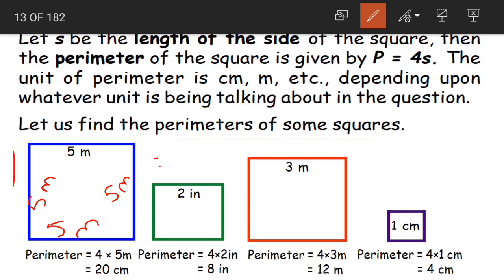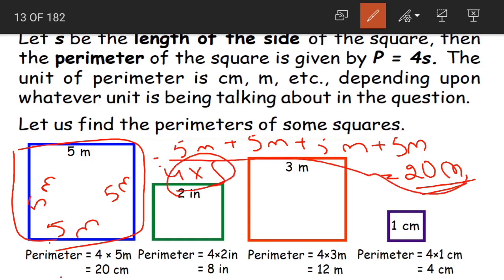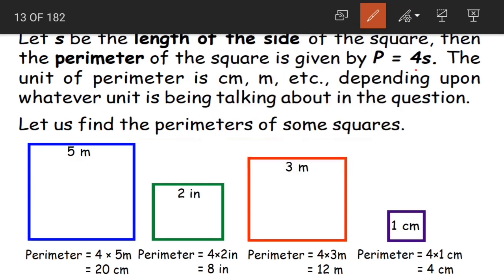Now, if you remember, in the starting, what did we do? We added all the sides to find out the perimeter, right? So let us add 5 meters plus 5 meters plus 5 meters plus 5 meters. When we add all these together, the value would be 20 meters only. So whether we use the formula 4 into S or add the lengths directly, the answer is 20 meters itself. Is this clear, children? What is the formula to find out the perimeter of the square? It is nothing but 4 into S.